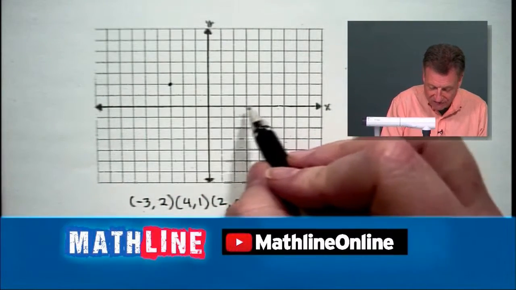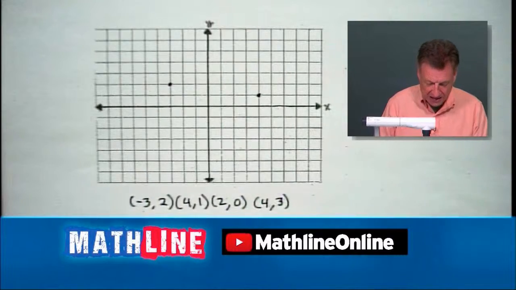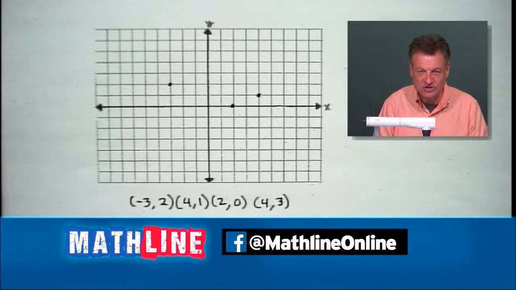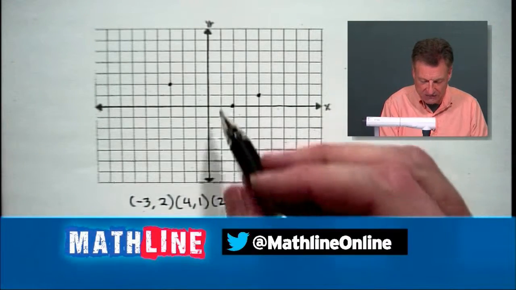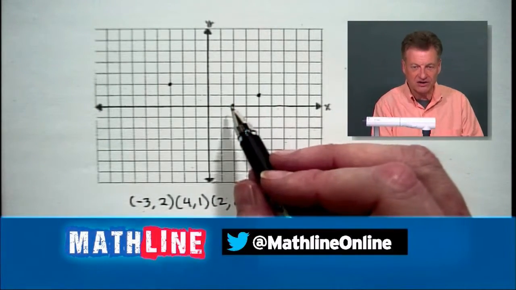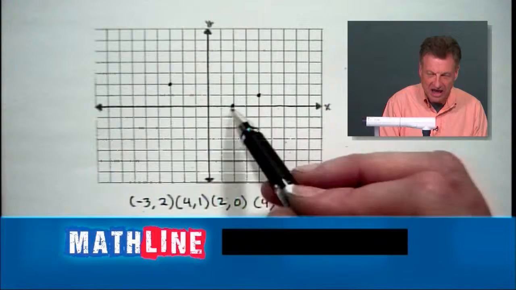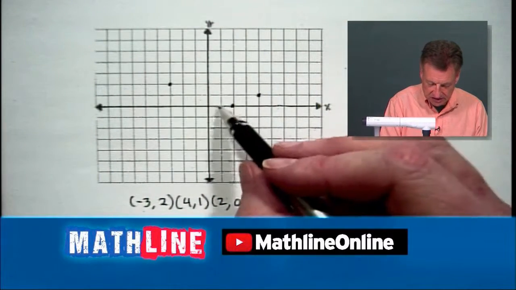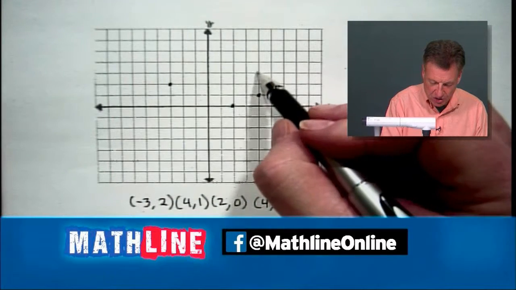We're going to go out 4 and up 1. That one's easy. Out 2, go nowhere. That's 2, 0. Remember, you go left and right first, and then you go up or down. So it's not here, it's down here. Be careful. And I've got one more. Out 4 and up 3.